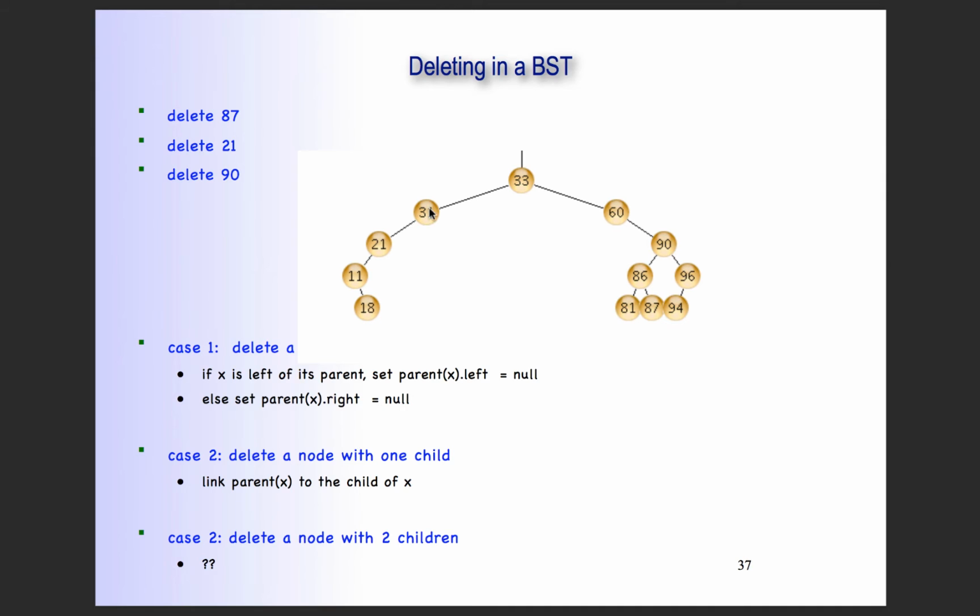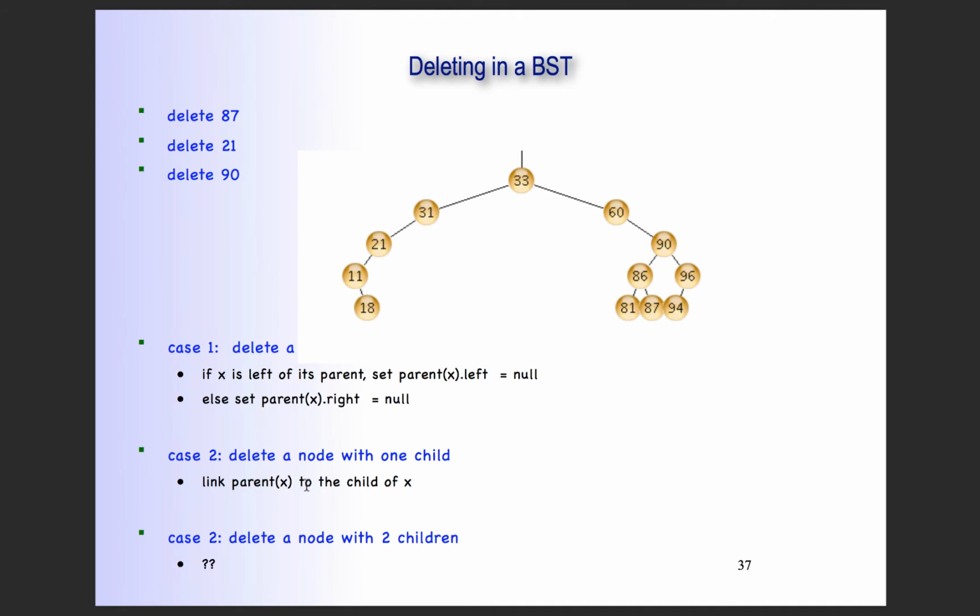So for example, you want to delete 31. If you want to delete 31, you have to replace 31 by 21. Then you can make a link from 33 to 21. That's basically saying that if you want to delete a node with one child, these nodes all have one child, so they all have the same process. If you want to delete 21, or 31, or 11, all will have the same process.